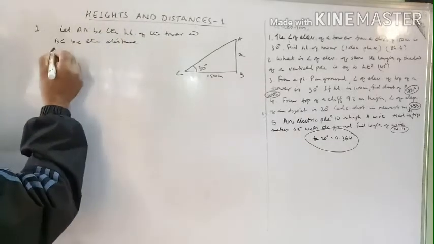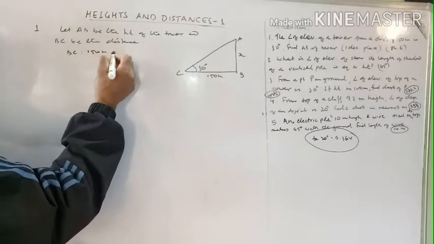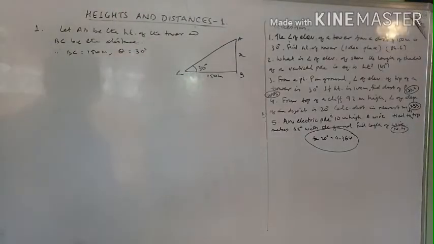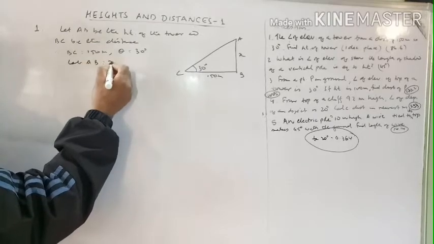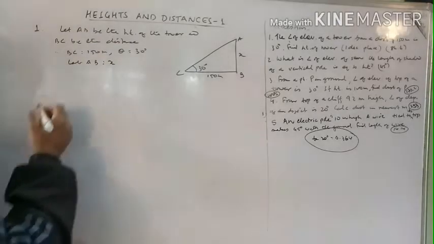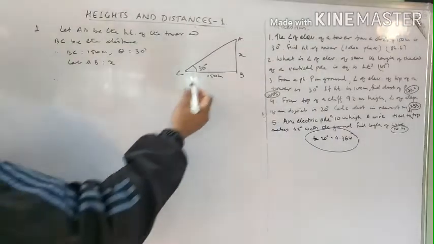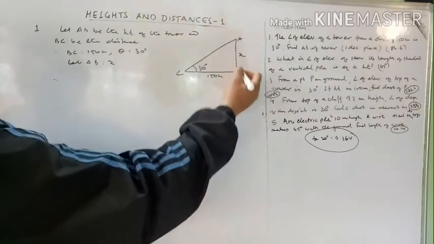Okay, so therefore BC is given as 150 meter and theta is 30 degree. We have to find AB, so you write let AB equal to x. Now here, which ratio do you take? You have to see which two sides are involved here. BC is given, the base, and AB you have to find.